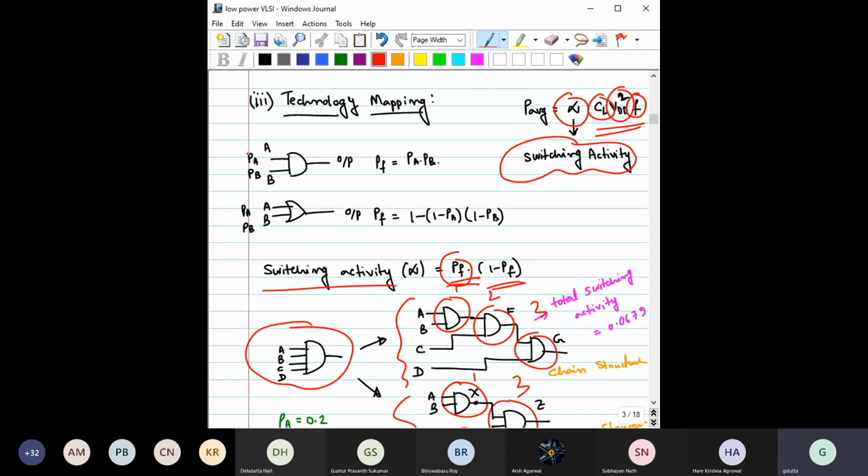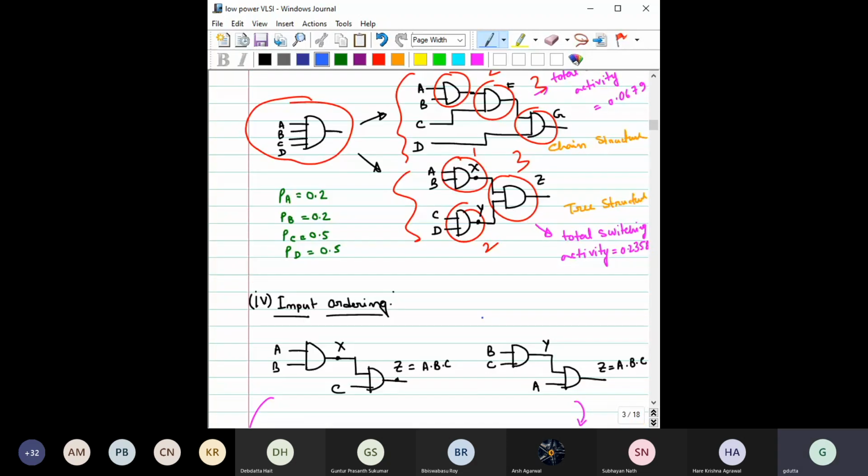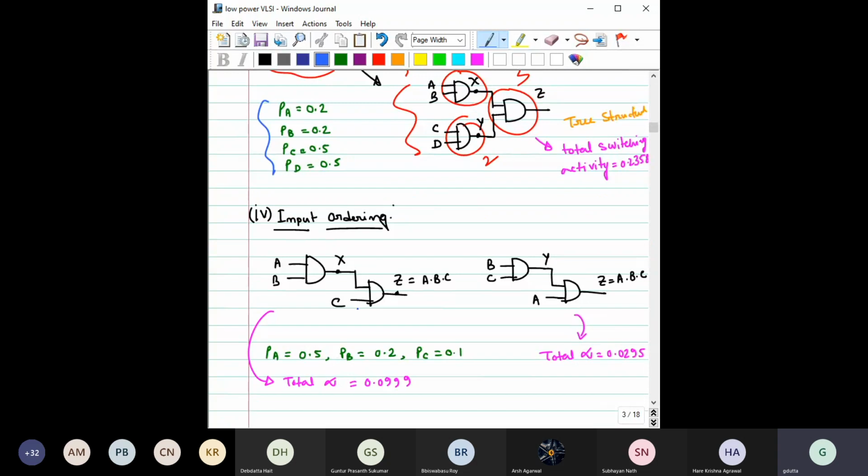Here the common syntax is PA and PB. PA indicates the probability of input A having a value 1. PB is the probability that B will be equal to 1. And PF is the probability that the output would be equal to 1. These values PA, PB, PC, PD are given. From the last class calculation, for this case the total alpha comes to around 0.099. Here the total alpha is 0.029. So obviously you can see the alpha is less compared to this design.